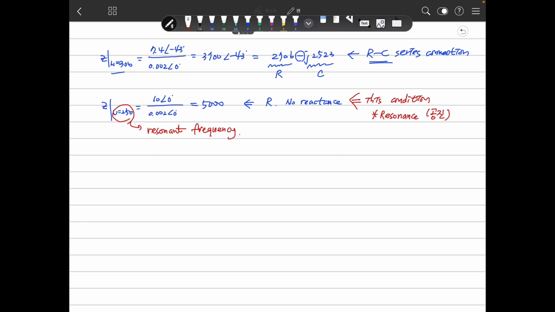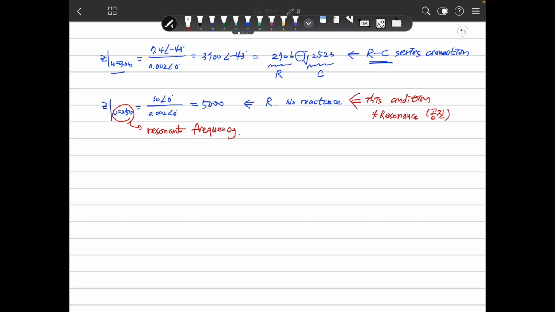So according to the resonant frequency, when the frequency is lower and larger, the impedance is different. Actually, this resonant circuit has two types. The first is the series resonant circuit, and the second is the parallel resonant circuit.